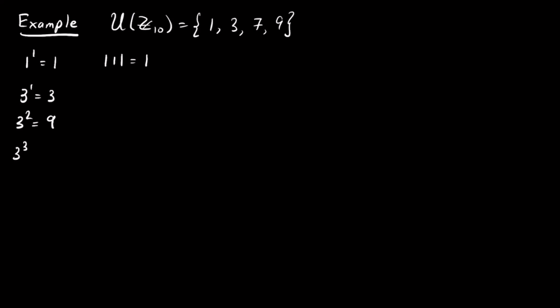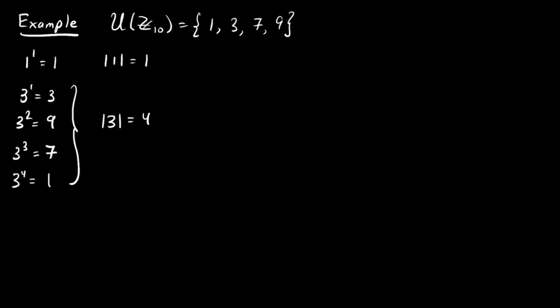I know that 3 cubed is 27, but 27 mod 10 is just 7, so that's not the identity. And then I see that 3 to the 4th, this is equal to 81, which is equal to 1 mod 10. So I see from this, the smallest power of 3 that gives me back 1, my identity, is 4. So I'm going to say that the order of 3 is equal to 4.